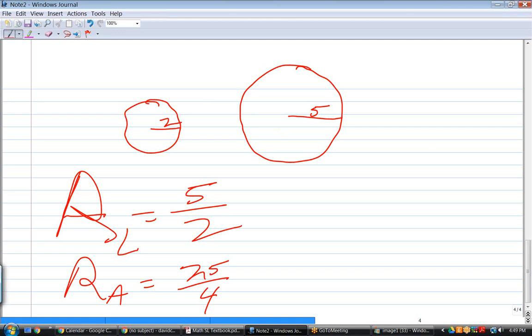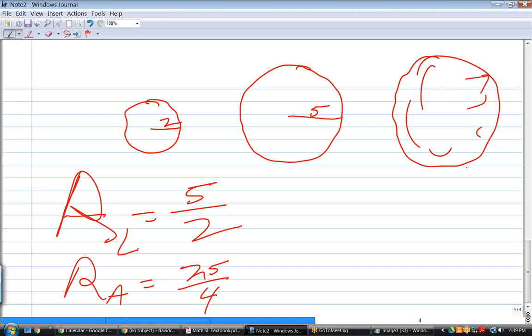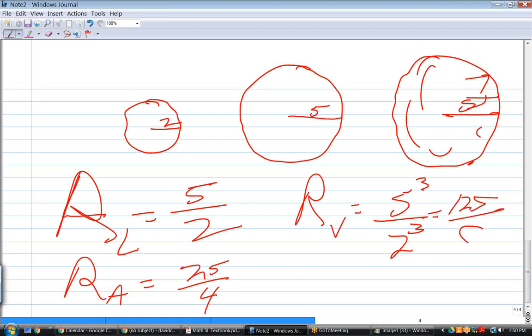And if I had a sphere, which I'm not going to be very good at drawing, but let's say I had a sphere that had a radius of 5 inches, what is the volume ratio going to be? 5 cubed over 2 cubed. 125 over 8. That is like 15 to 1. Okay?